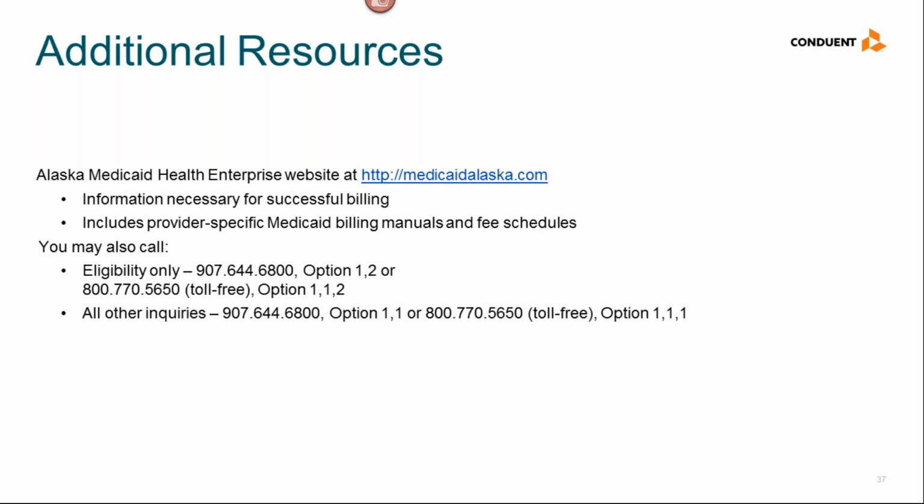You can also call us. So the provider inquiry line is, if you're calling the 907 number, option 1 and then 1. Or if you're calling the 800 number, it's option 1, then 1, then 1.